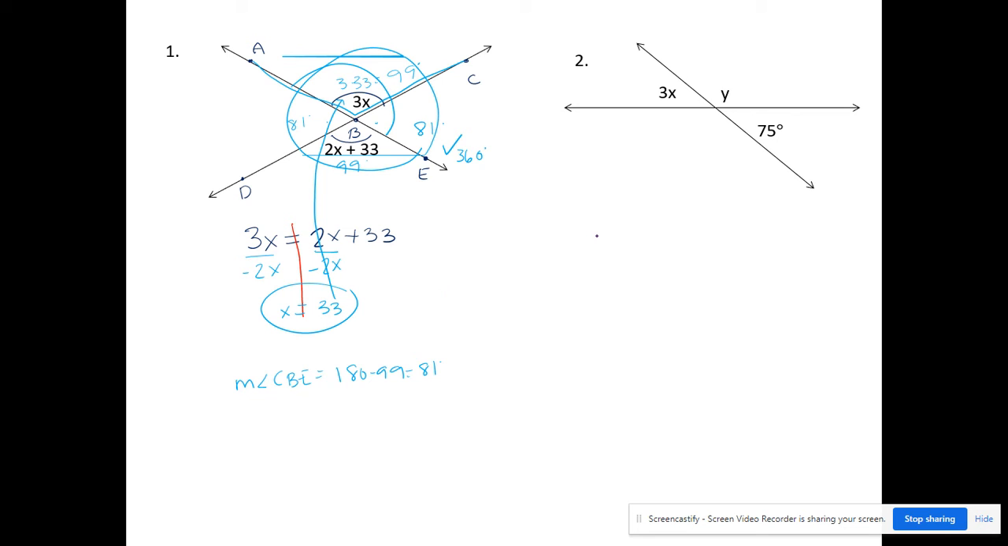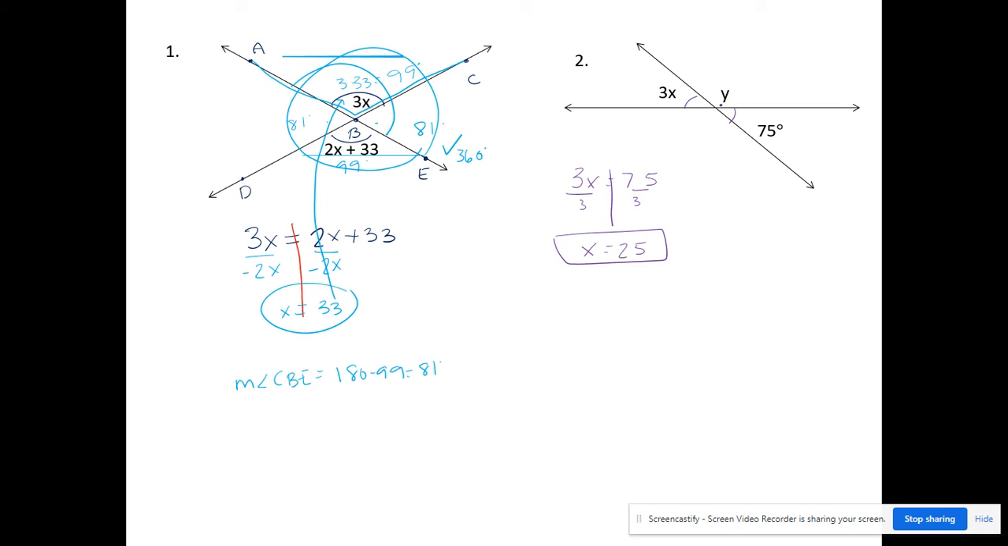All right, so when I see this problem right here, I'm going to mark congruency. So I'm going to mark this congruent to this one. So I have 3x is equal to 75. I'm going to go ahead and solve. Divide both sides by 3. Some of you don't need to do that transition step. You can just solve it. And so x is equal to 25.